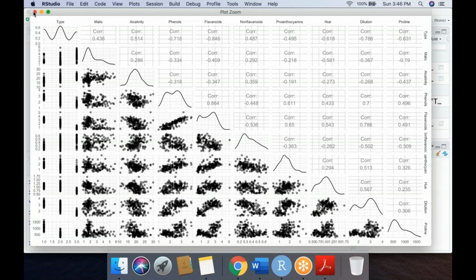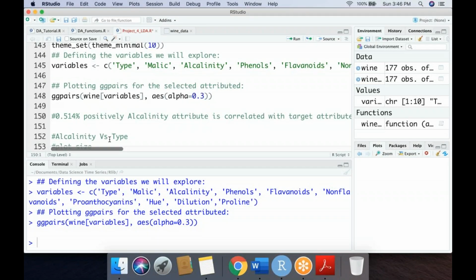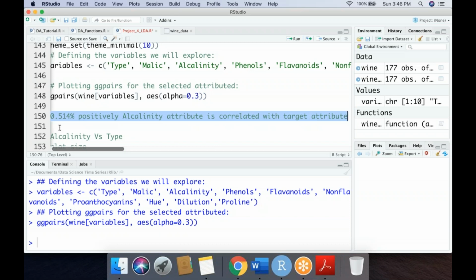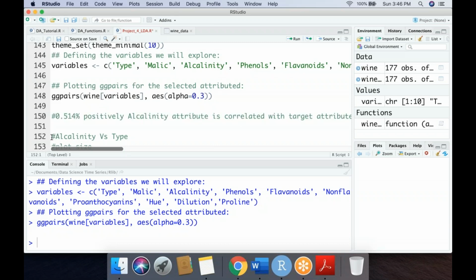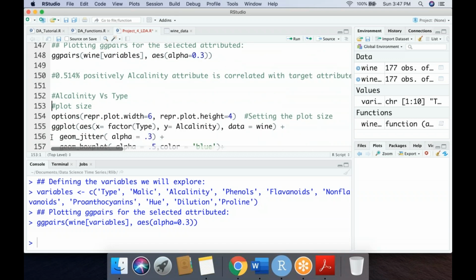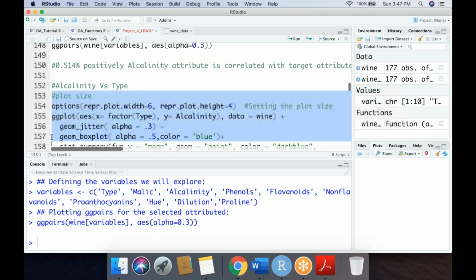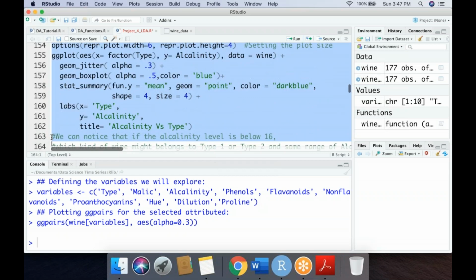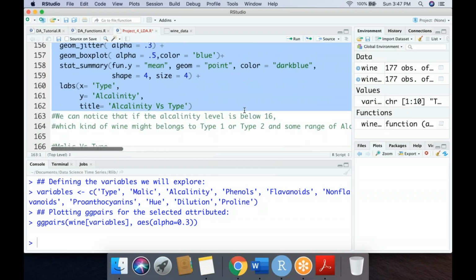It's helpful till now. So let us go. It's also showing 0.541 positive correlation of the alkalinity attribute with the target attribute. So alkalinity is one important parameter. Let us try to create a bivariate plot of alkalinity and the type and see.